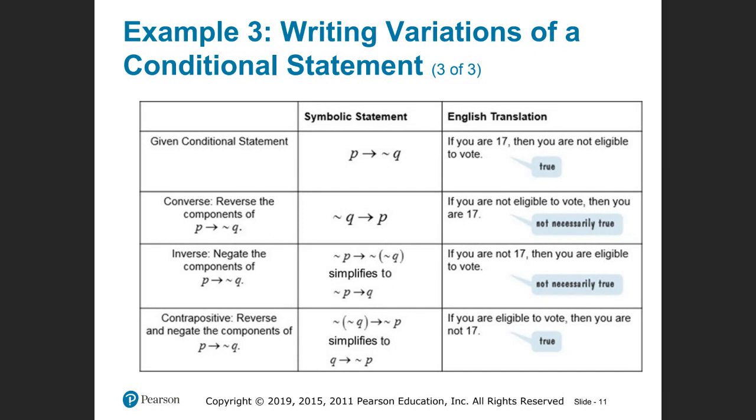And the contrapositive, reverse and negate the components. So it would be not not Q, then not P, where the two nots simplify to Q. So if Q, then not P. If you are eligible to vote, then you are not 17. This would be true. And that concludes this section.